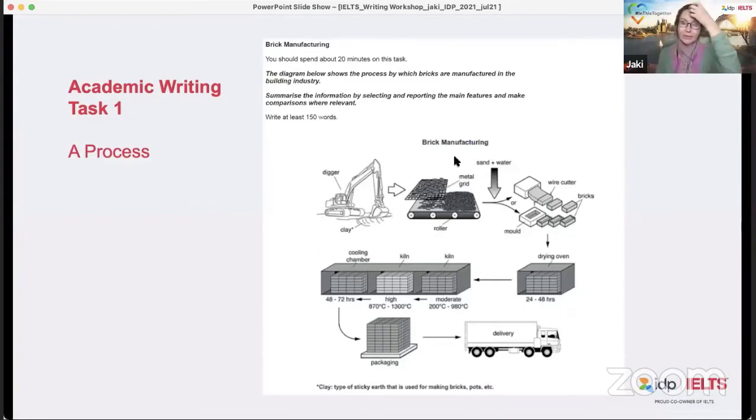So brick manufacturing, digger, clay. So it's digging up the clay, then goes through a metal grid, this clay, and then it gets finer, right? Goes onto a roller, sand and water are added. Then two different things can happen. A wire cutter cuts it into bricks, or it goes into a mold and makes the bricks. Okay, 2 options.